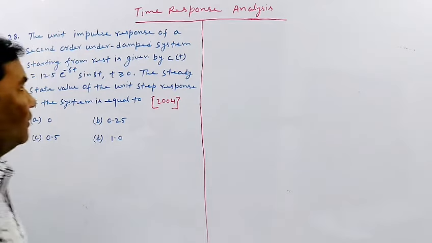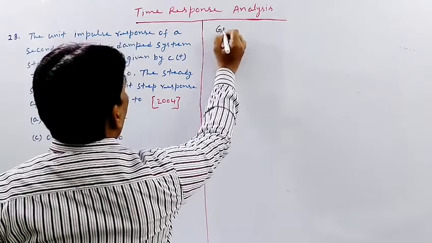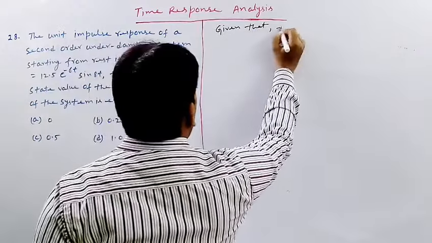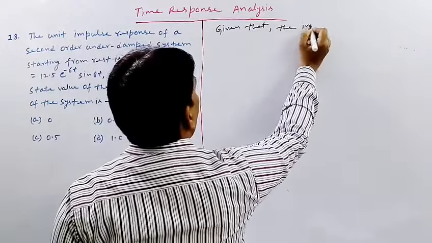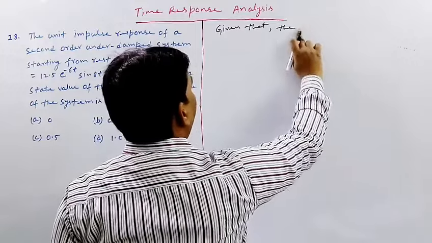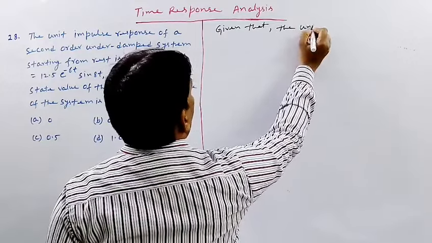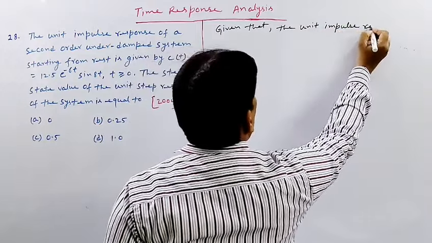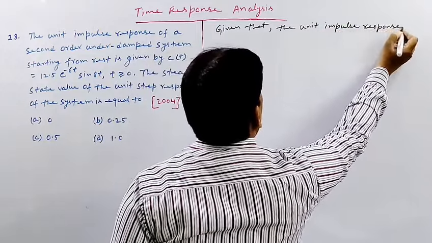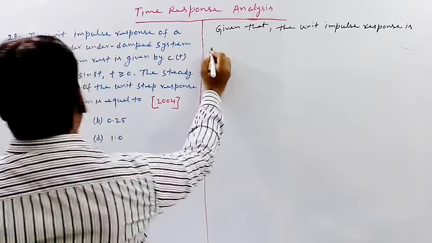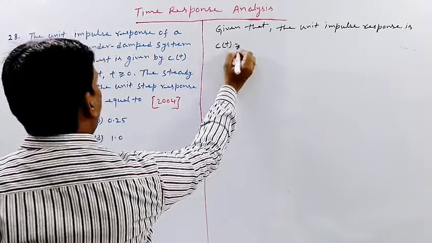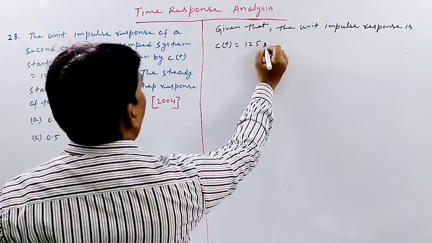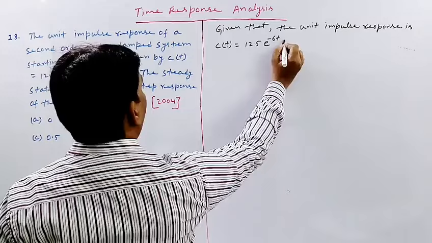So given that, let me write, given that the unit impulse response is c(t) equal to 12.5 e to the power minus 6t sin 8t.